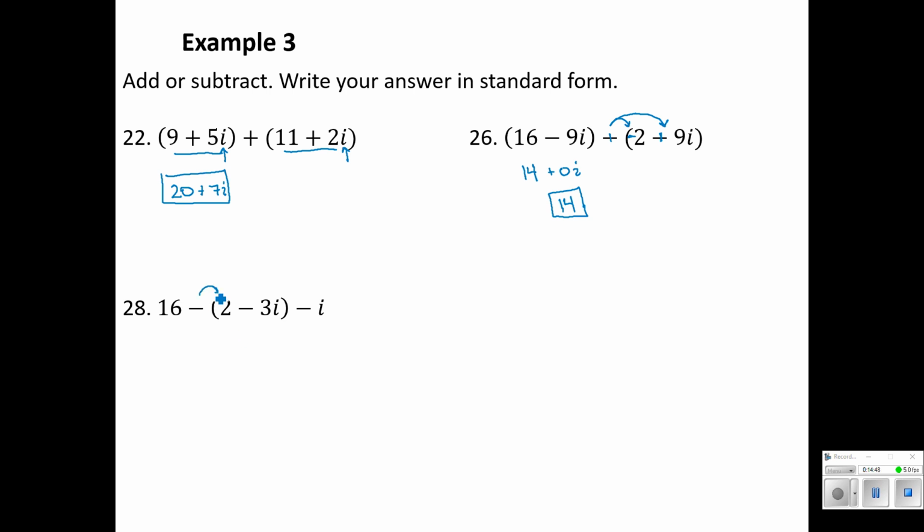28, here again, more distribution. It's just following order of operations. So I've got minus 2 plus 3i when I distribute that negative. Let's combine the real parts. 16 and negative 2 is 14. Positive 3i minus i is plus 2i for the imaginary part. Now, it looks like we could factor out a 2 or something like that. You do not need to do that. This is a number, and that is our final answer. We don't want to distort that at all. So just leave it as it is.